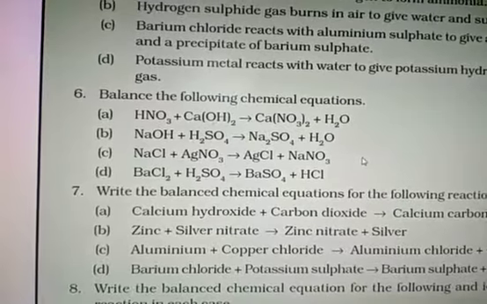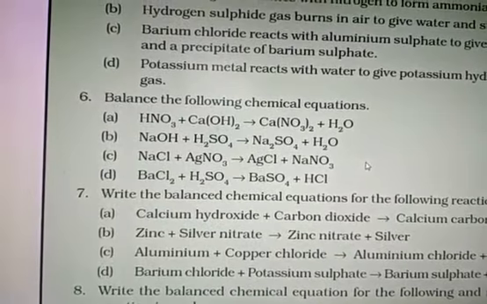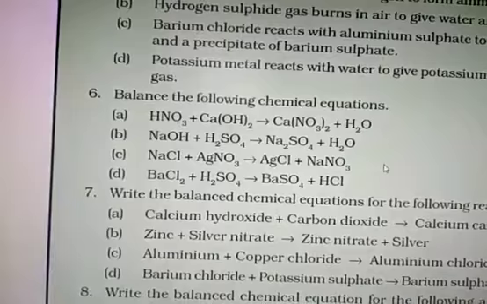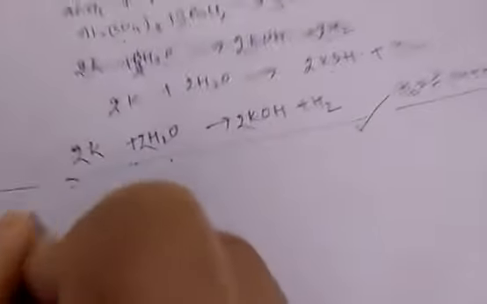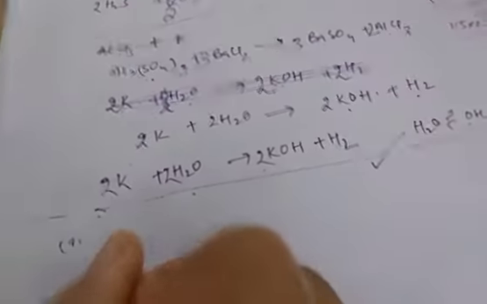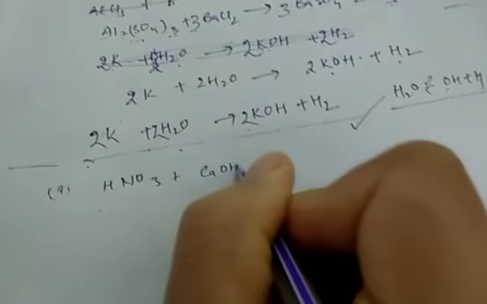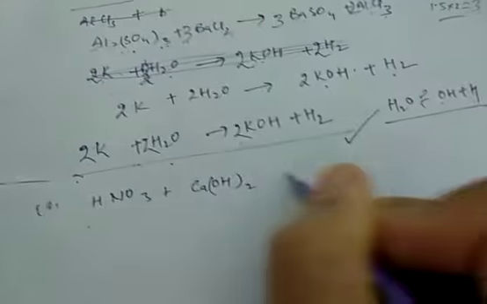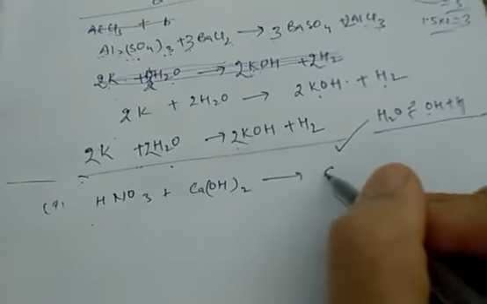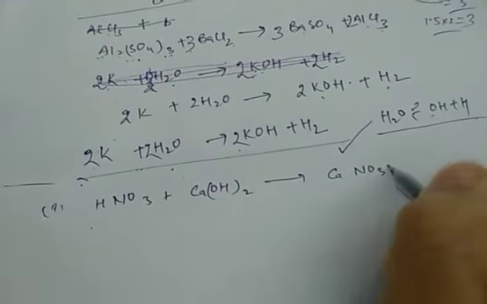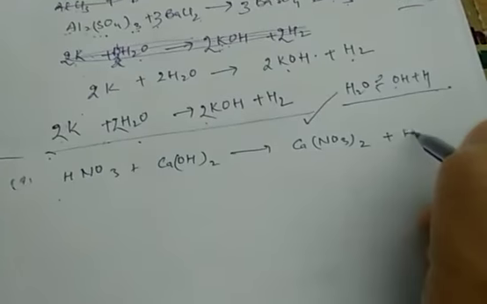Good morning students. Now we are going to discuss question number 6. Balance the following chemical equations. Now we'll see one by one. A: HNO3 plus Ca(OH)2 changes into Ca(NO3)2 plus H2O.